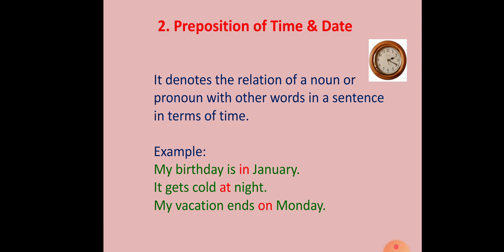The second one is preposition of time and date. It denotes the relation of a noun or pronoun with other words in a sentence in terms of time. See the example: my birthday is in January. Here in this sentence, in is a preposition and it is showing us the time. That is, when is my birthday? In January. Next, it gets cold at night. So at is again a preposition which is telling the relation of night with cold.